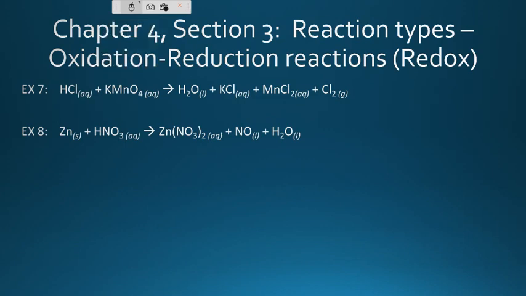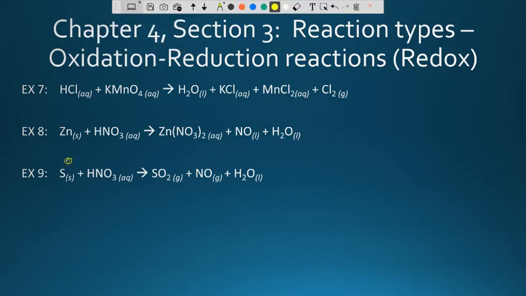Now let's take a look at example 9. Example 9, I'm going to start out by doing all my oxidation states. Okay, so solids, here's my oxygen.